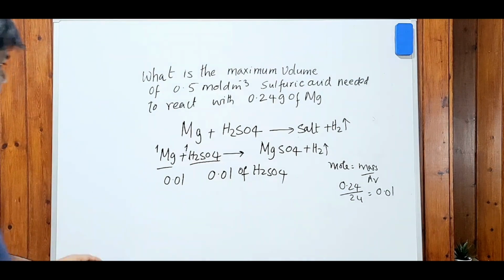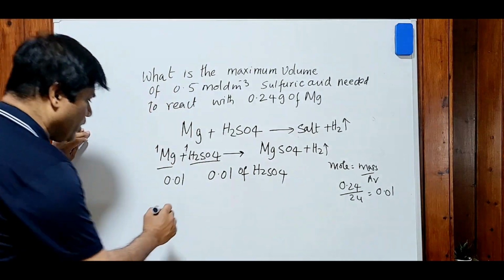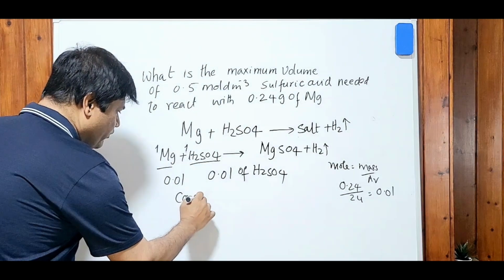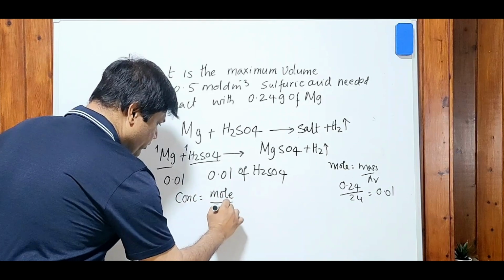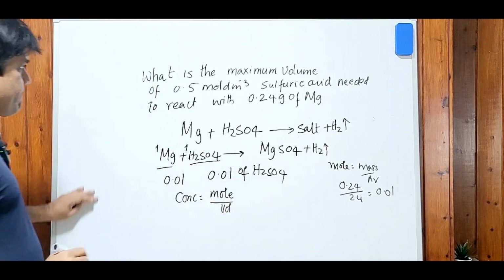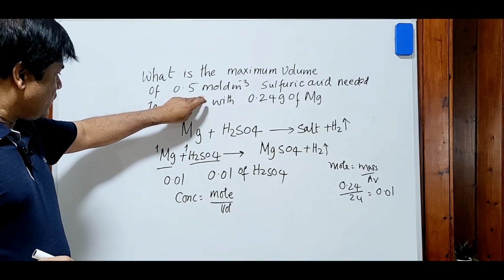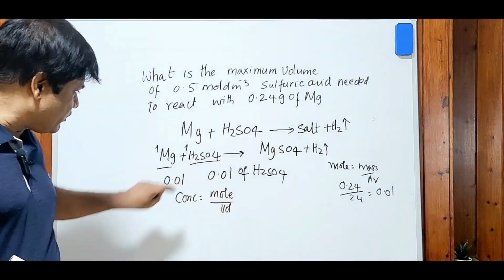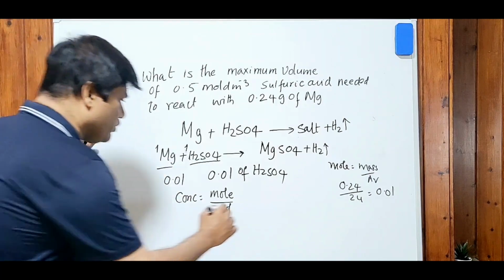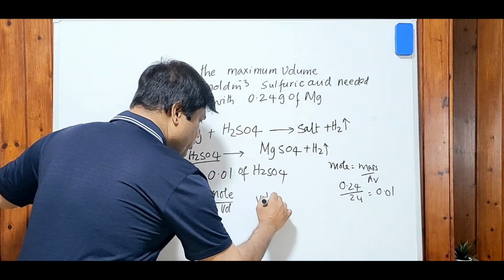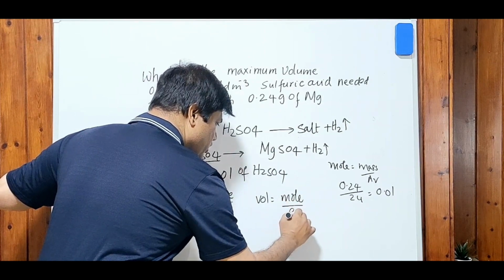Now we have to figure out its volume by using the concentration formula. Conc equals mole over volume. Do we have a concentration? Yes. Do we have a mole? Yes, the mole of the sulfuric acid. And we have to work out the volume, so rearrange it. Volume equals mole over its conc.